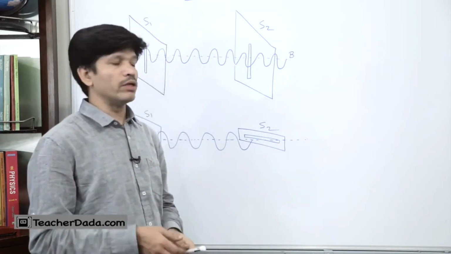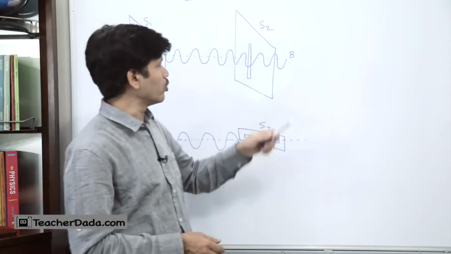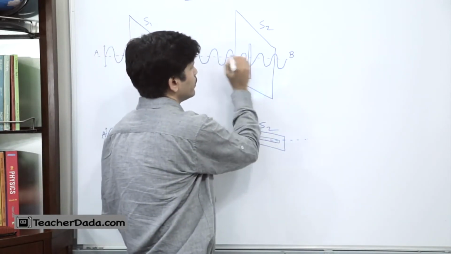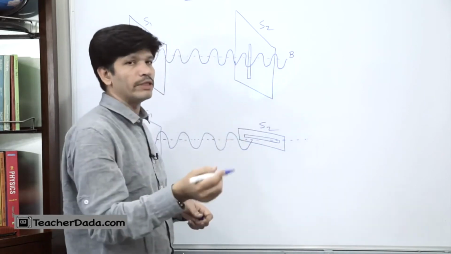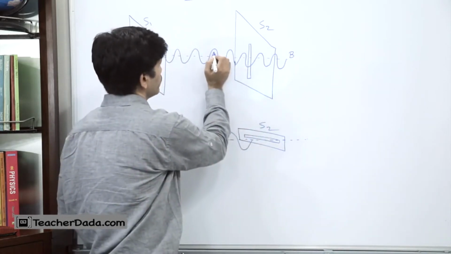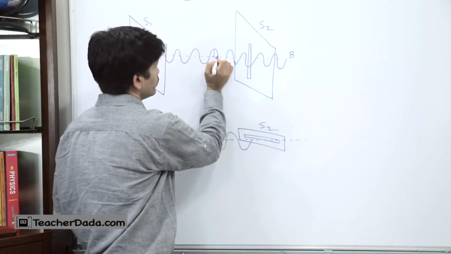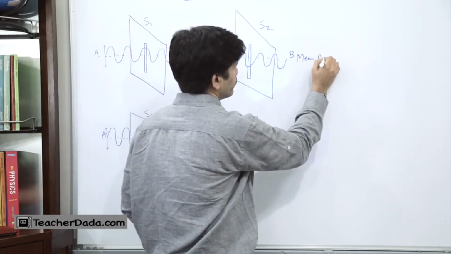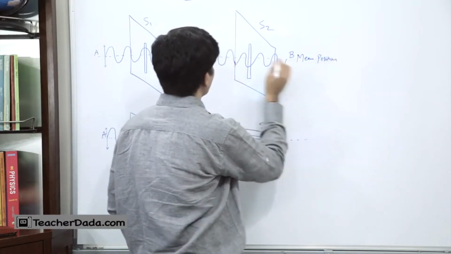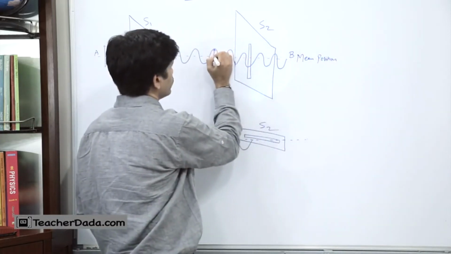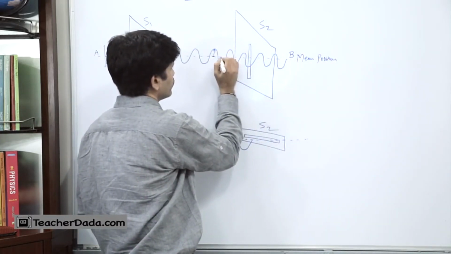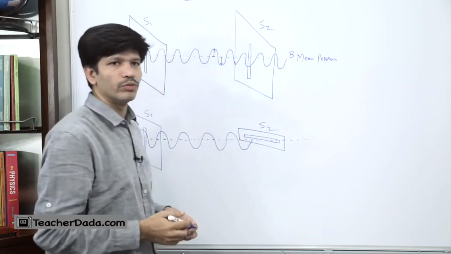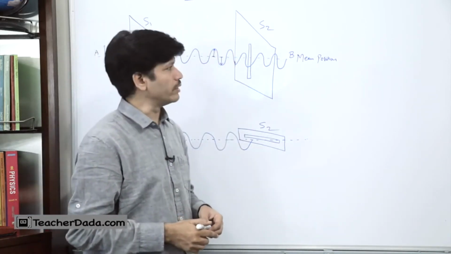Undiminished amplitude means the amplitude will remain constant, it will remain uniform. Now what is the amplitude? Amplitude means the maximum displacement from the mean position. So this dotted line here is the mean position, and this is the amplitude, from here to here. There is one peak and one valley. This is the amplitude, and it is going undiminished.